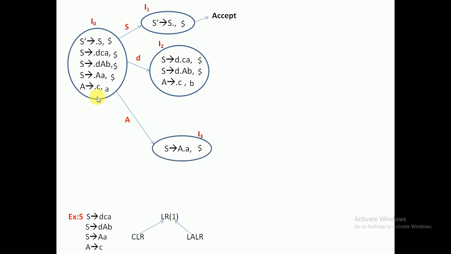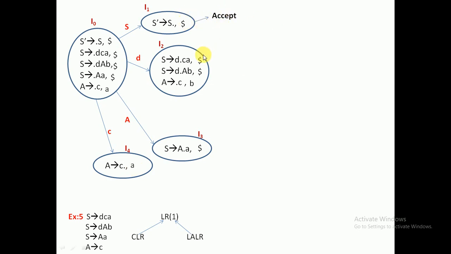Now move over small c. Fifth production. Move over small c. Where will you reach? You will reach S derive c dot. What is the lookahead for this production? A. So usually you have to take the A, and this is item set number 4. Then this one is completed. This one is accept.